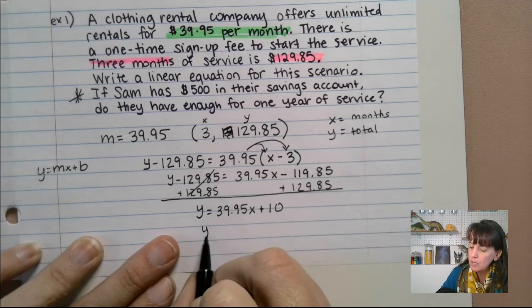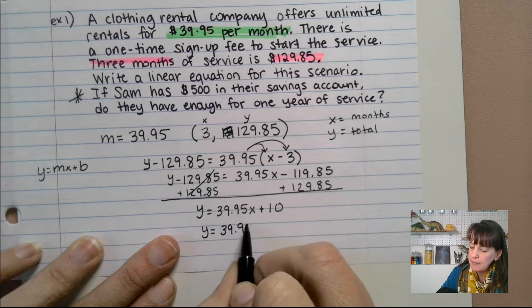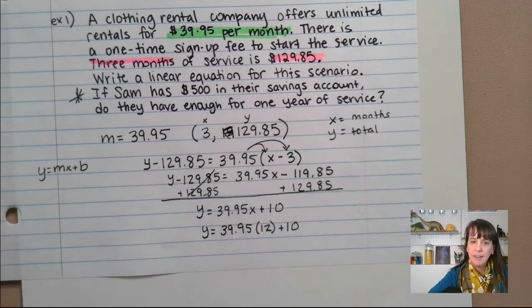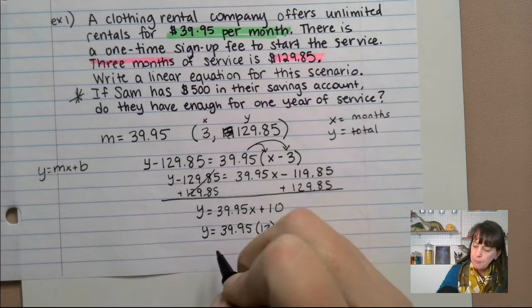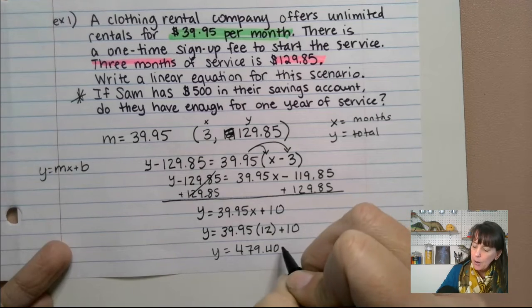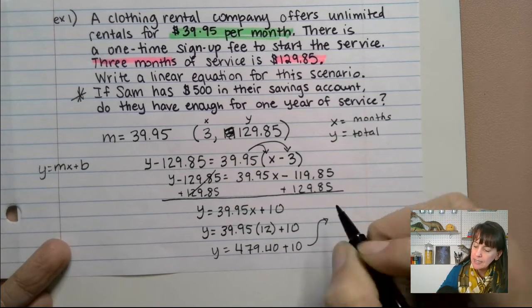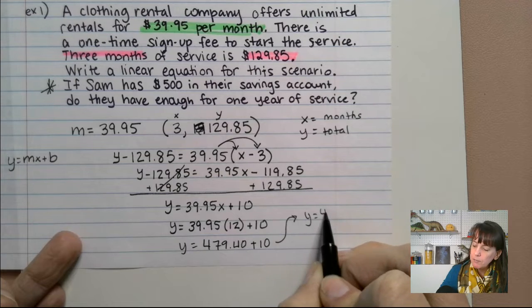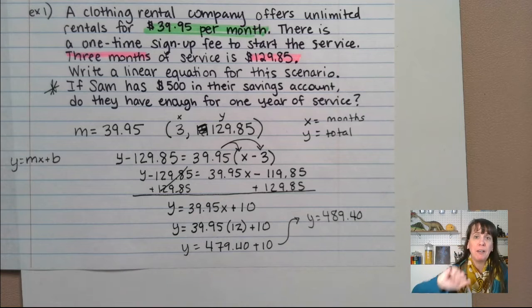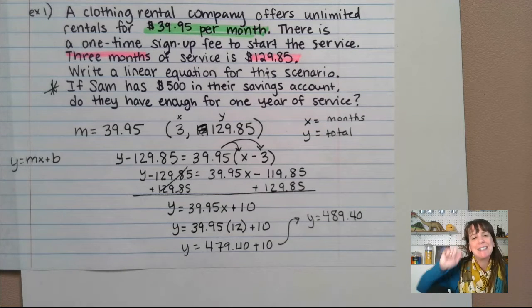So if we plug in 12 and it's less than $500, then Sam has enough money to have 1 year of service. So Y equals $39.95 times 12 plus 10. Okay, had to find my calculator for that one. Sorry, guys. $39.95 times 12 gives us $479.40 plus $10. So Y equals $489.40, and that's just under the $500 Sam has saved in their account. So yes, Sam can afford this 1 year of this rental service.